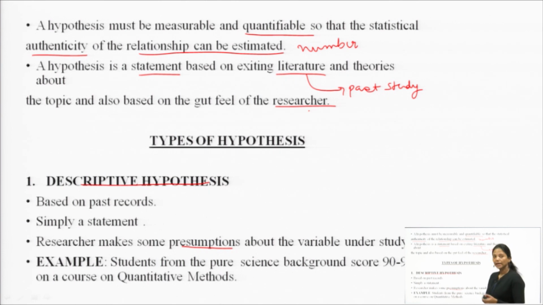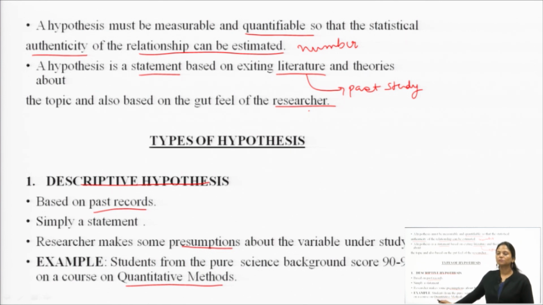For example, a student from the pure science background scores 90 to 95% if we talk about quantitative topics. This is simply a hypothesis. You cannot say a person from a science background can only score 90 to 95%, but what they are saying is, a student from pure science background scores 90 to 95% on a course on quantitative methods. But yes, a person from commerce can also score; this is one hypothesis which is based on past studies. Simple statement, and we are also pre-assuming it. This is a pre-assumption being made.